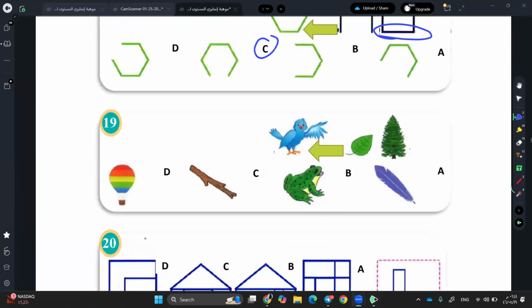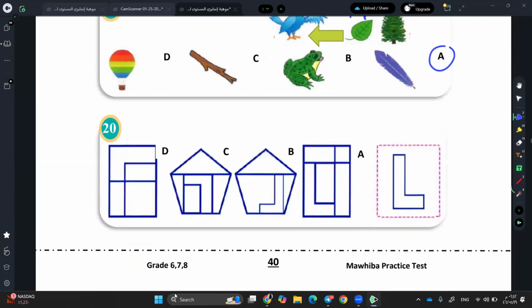Okay, question number 19. Yalla Yusuf. The tree we take from it something is gonna have a leaf. So if we take something from the birds, we're gonna have a feather. Excellent, feather. So we take a leaf from the tree. So we take a feather from the bird. Okay, excellent. Okay, the last question, and then I will give you a 5-minute break.